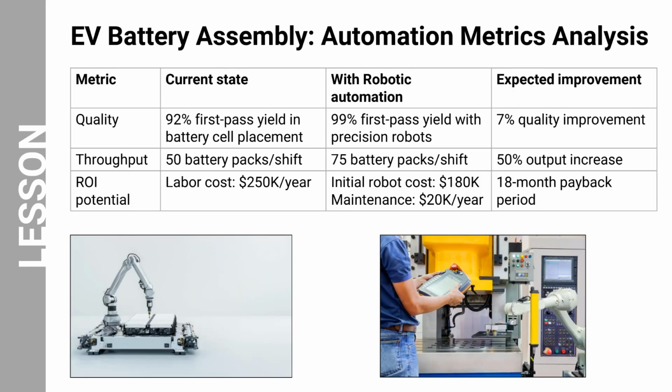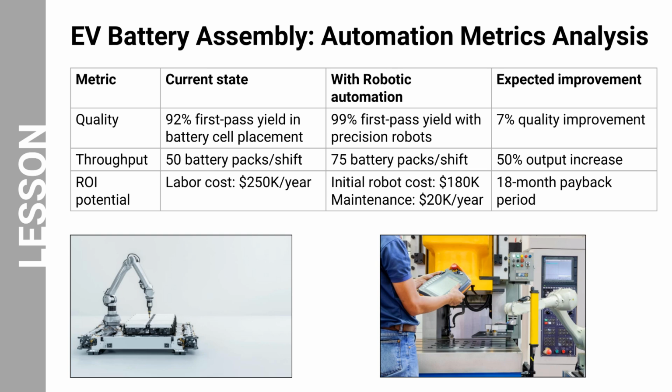Let us look at a hypothetical case study examining the implementation of robotic automation in EV battery assembly, which demonstrates measurable improvements across all 5 key metrics. This table consists of 4 columns: metric, current state, with robotic automation, and expected improvement. The rows correspond to each of the metrics discussed in this lesson.